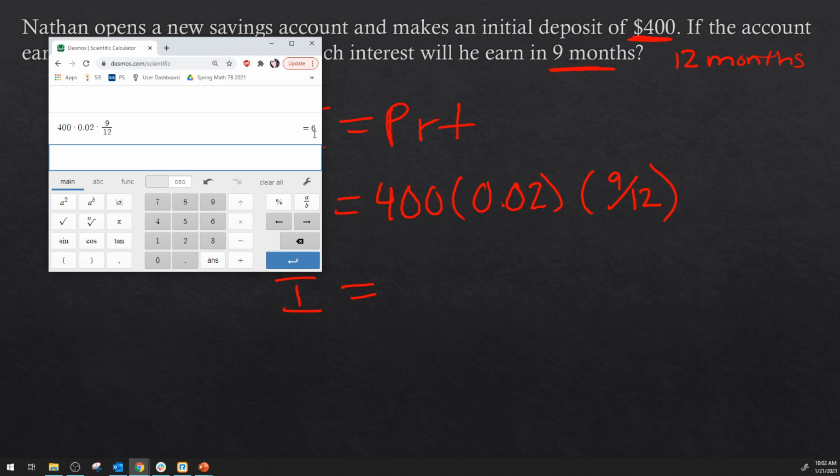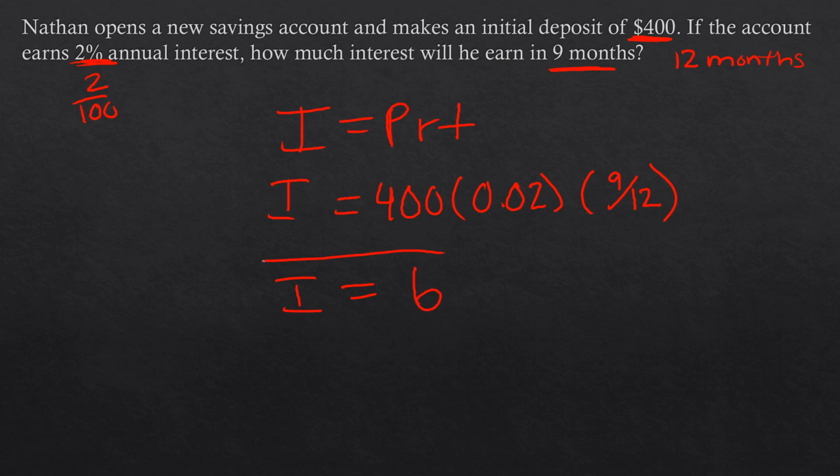All right, so that tells me 6. Which means that Nathan here is going to earn $6 in interest after 9 months of leaving his $400 in the bank. So $6.